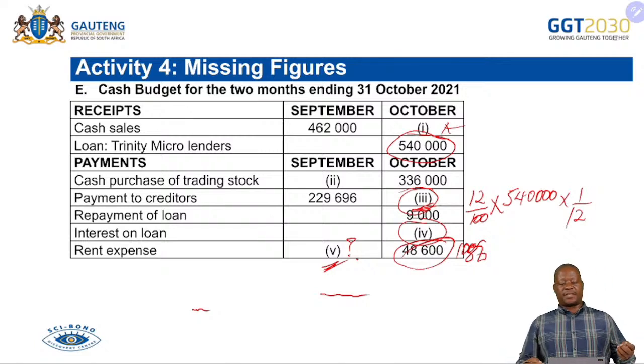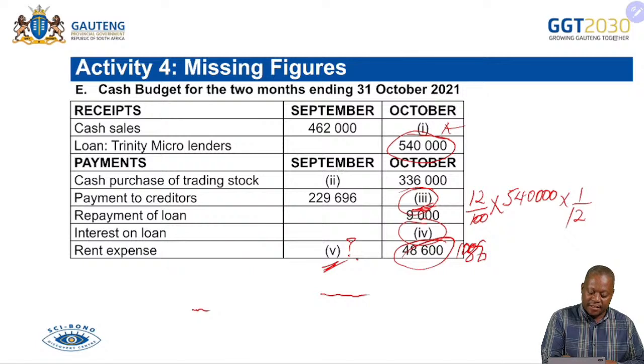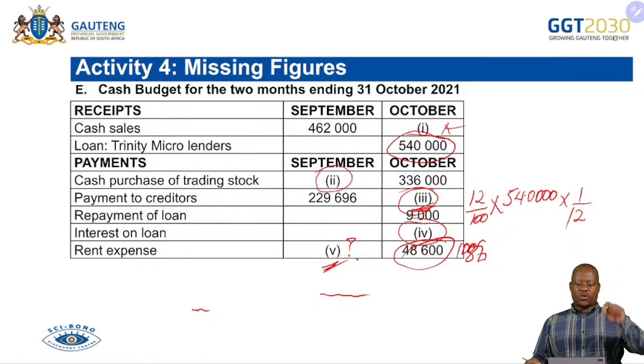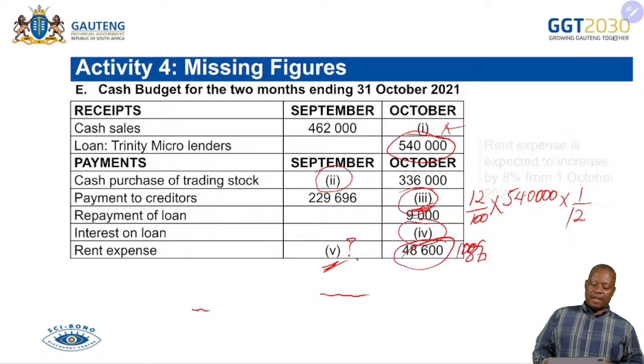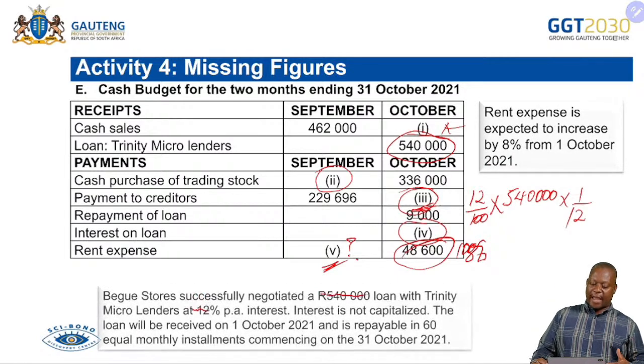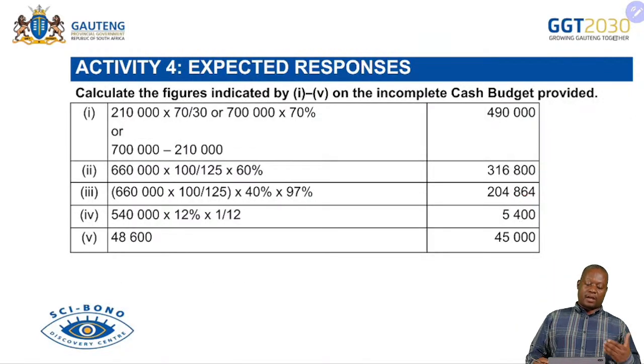That is the one that we are going to capitalize on in order to find our payments to creditors. And then when it comes to cash purchases of trading stock, this one is easier because we are looking into the same month. So what do we need to do? We just use the sales for September to find the purchases for September, and then we use it to find the cash purchases for that month. Straightforward.